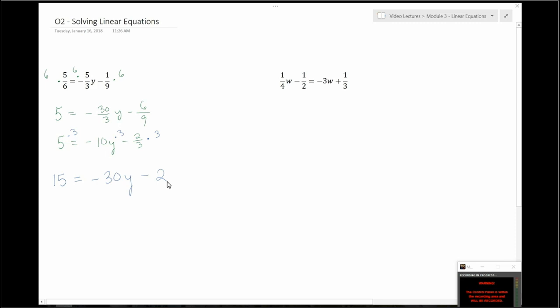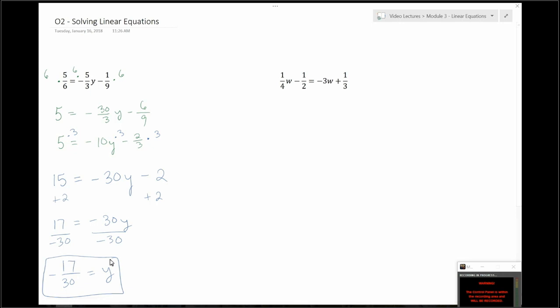Now, life is a whole lot easier. This is a much easier problem to deal with. I can just add my 2 to both sides and divide by my negative 30. And yeah, this is a terrible number. I could not tell you off the top of my head what the fraction or the decimal expansion looks like. But this is a lot easier to solve once we got rid of the fractions.